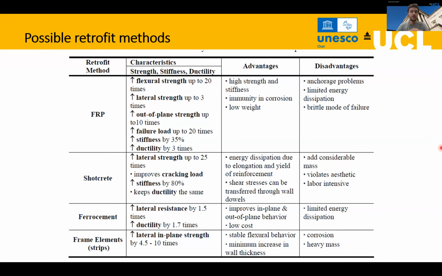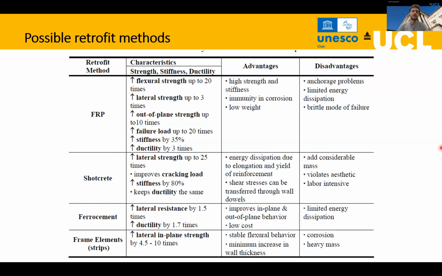FRP, for example, has a very high strength and stiffness and a very low weight, but it has a lot of problems with anchorage. It does not dissipate any type of energy, and the brittle mode of failure may also be a problem, while the shotcrete can dissipate some energy, and the shear stresses can also be transferred to these new elements. But on the other side, it will add a lot of mass and maybe also impact the aesthetics of the building.